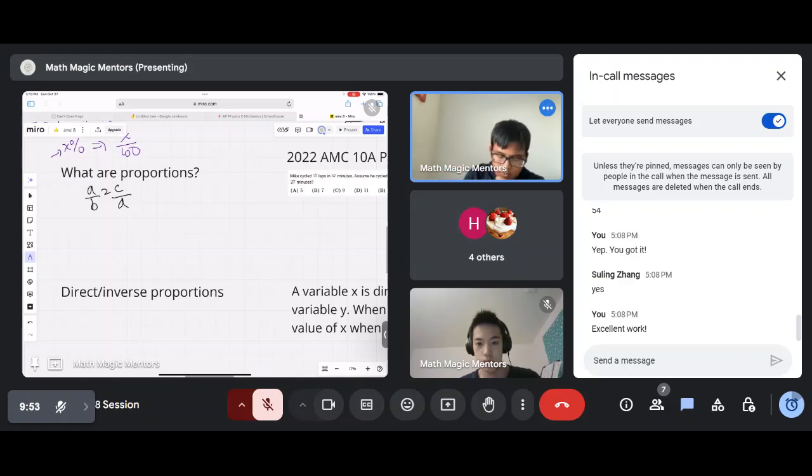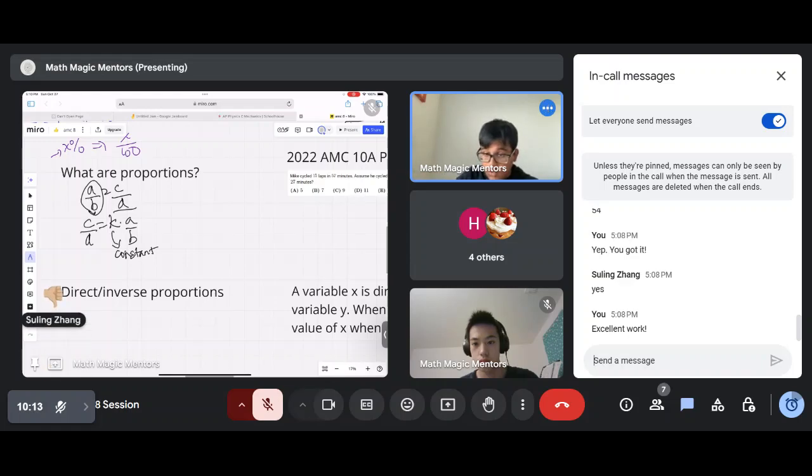Usually in proportions, this is what ends up happening, where K is some constant. A over B is a certain ratio, and then C over D is the same ratio. My bad, what I really meant here is C equals K times A and D equals K times B.